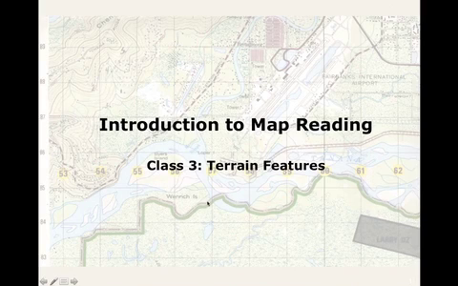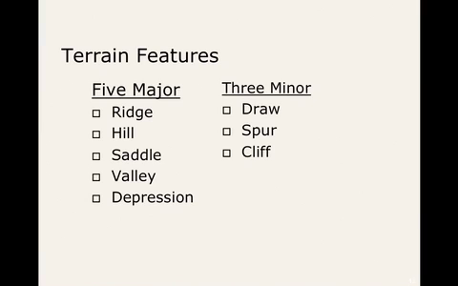Welcome to your third class on Introduction to Map Reading. In this class we'll discuss terrain features. There are 5 major and 3 minor terrain features. The 5 major terrain features are the ridge, hill, saddle, valley, and depression. And the 3 minor are the draw, spur, and cliff.